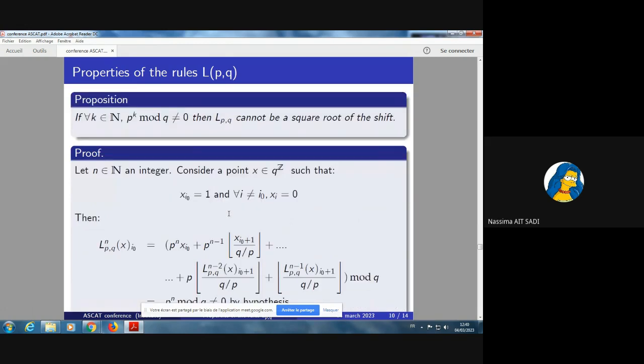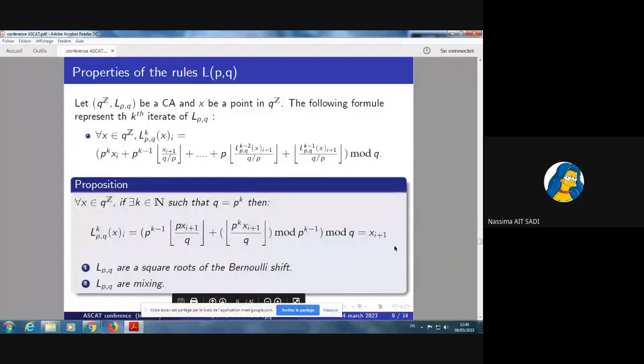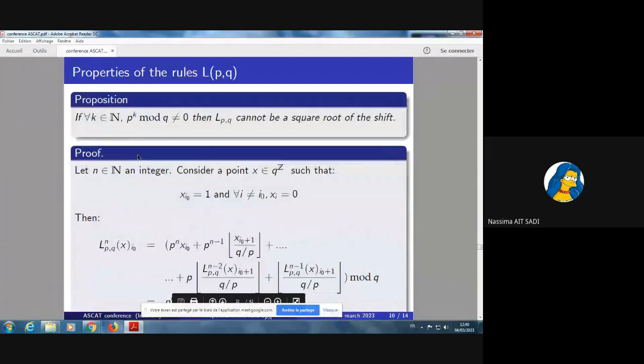There we showed that if Q is a pure power of P, then this rule is a root of the Bernoulli shift. This is not always true for the other values of P and Q. If Q is not a pure power of P, then the associated rule cannot be a root of the Bernoulli shift.